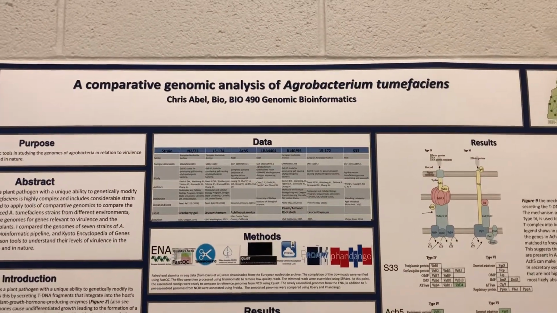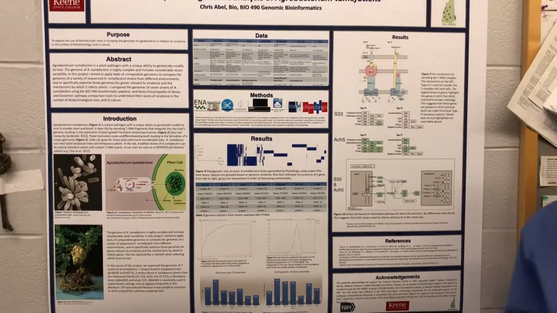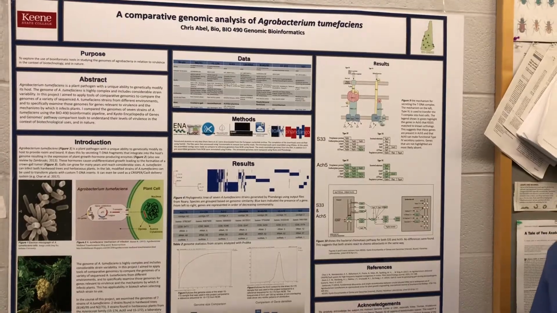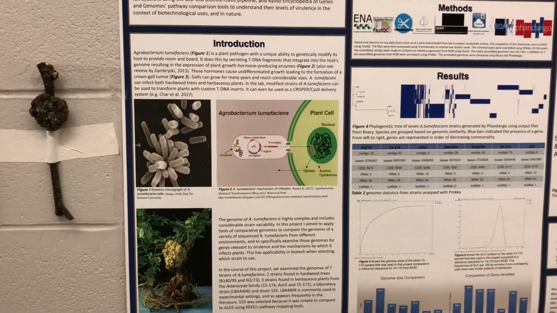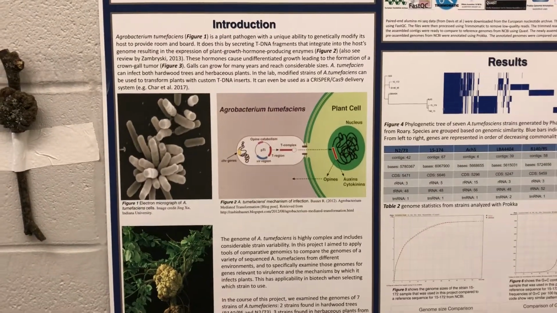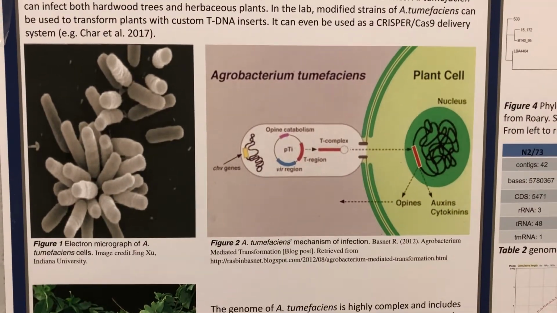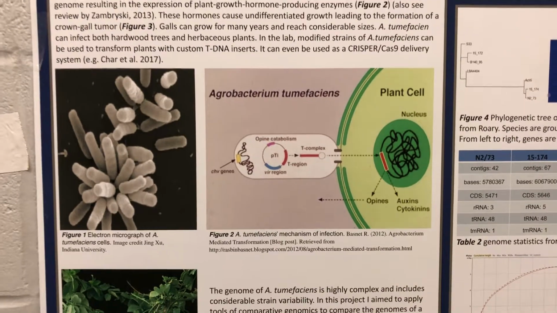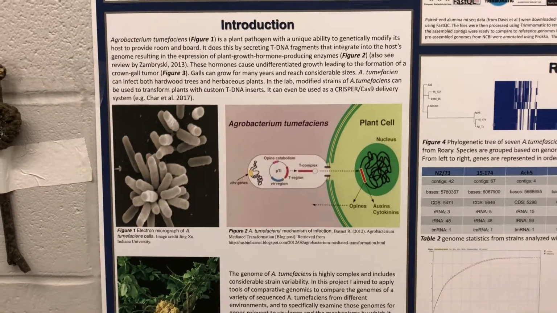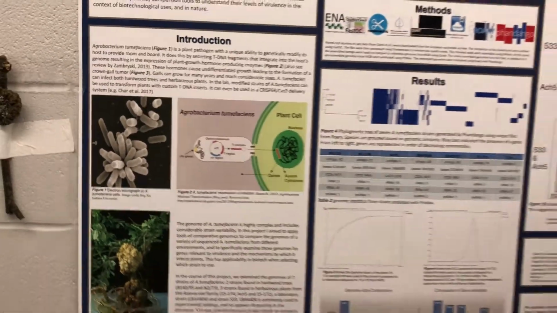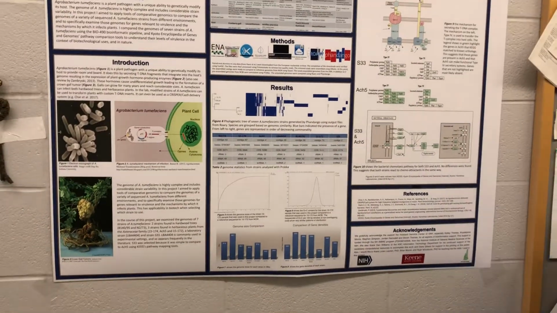It is a bacteria that can infect plants, and it genetically transforms them to produce food and to provide room and board. It does this by inserting a DNA fragment that integrates into the plant's nucleus, and results in the production of the enzymes and machinery needed to produce growth hormones and food for the bacteria.